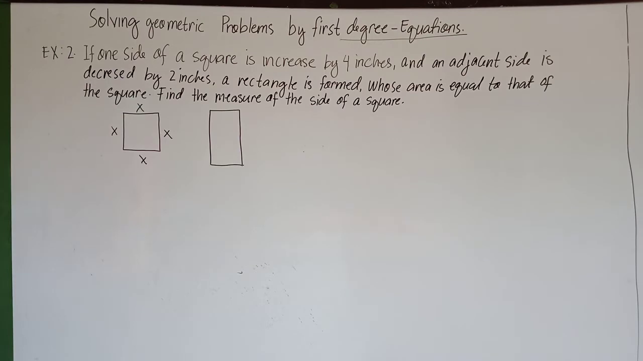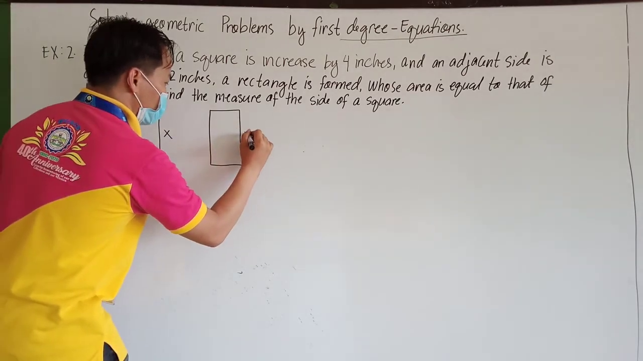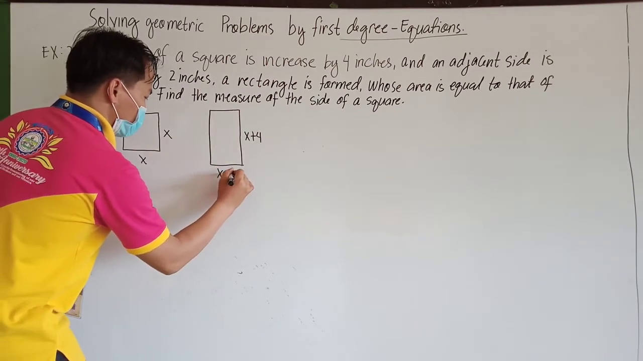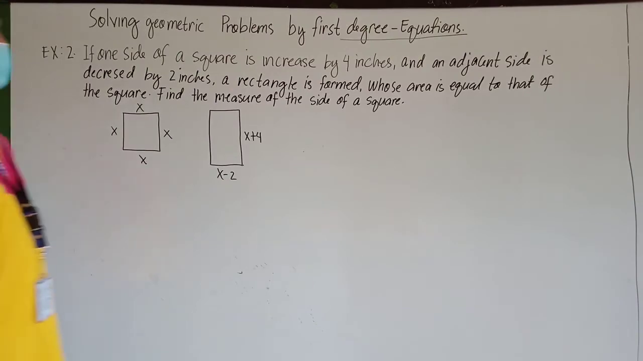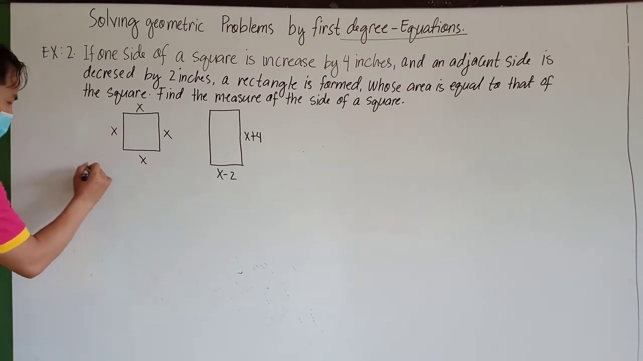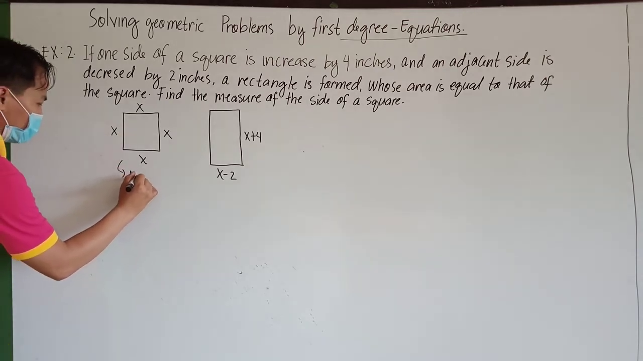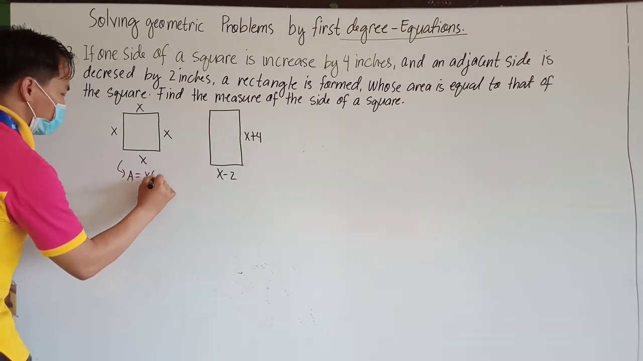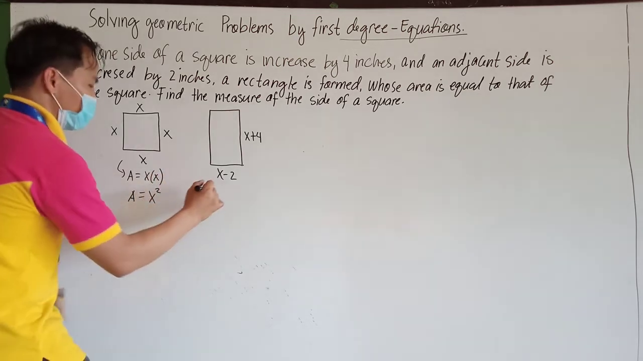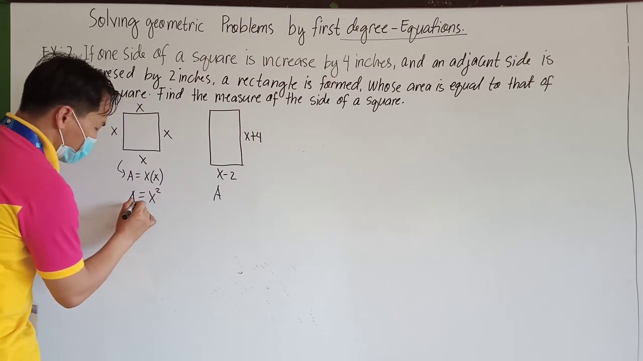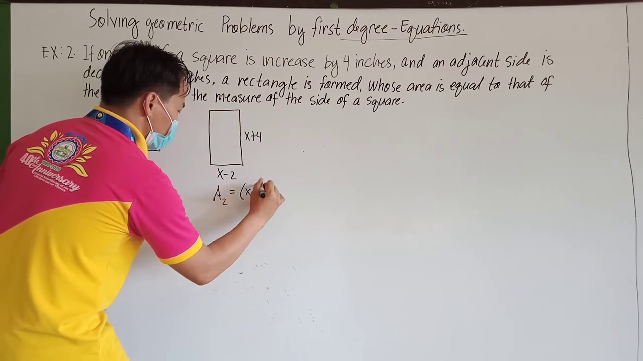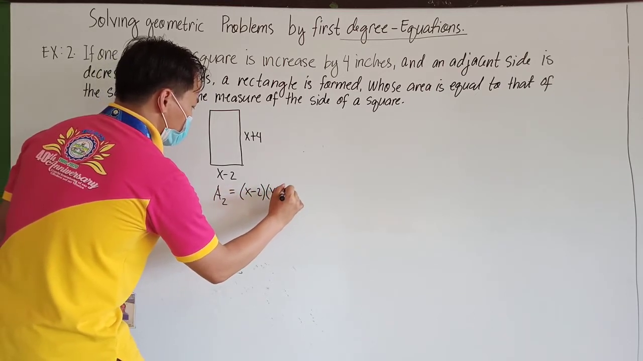So the one side is increased by 4, x plus 4, and the adjacent side is decreased by 2, x minus 2. And the area is equal to that of the square. Remember, the area of a square is A equals x times x, or x squared. While the area of the rectangle, A2, is equal to the product of x minus 2 times the quantity x plus 4.